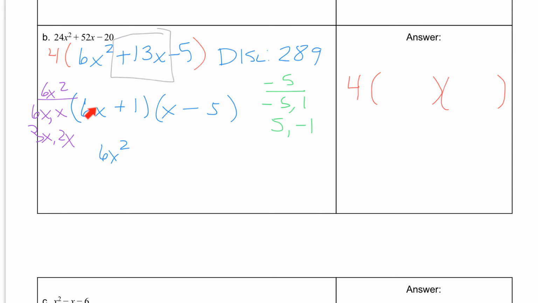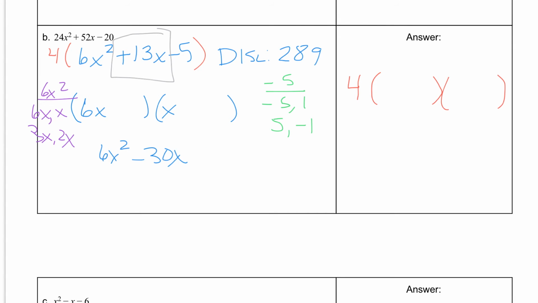So now what I'm doing, 6x times x is 6x squared. 6x times negative 5 is negative 30x, and 1 times x is x. And right here I can stop and I can look. Negative 30 plus x, again, is not going to give me 13. So I know that this isn't right either. So the combination of 6x and x and negative 5 and 1 does not work. So I'm going to have to go back again and get rid of that.